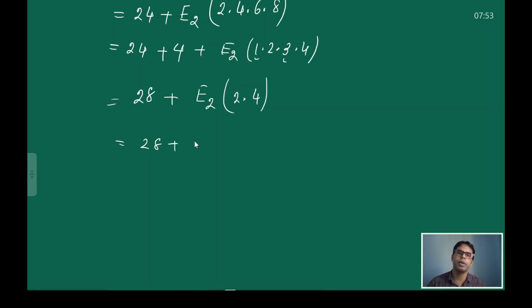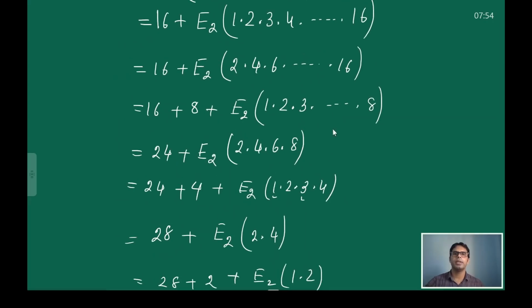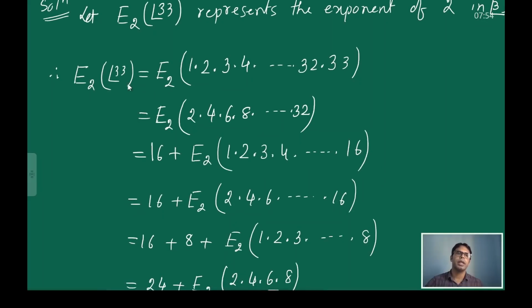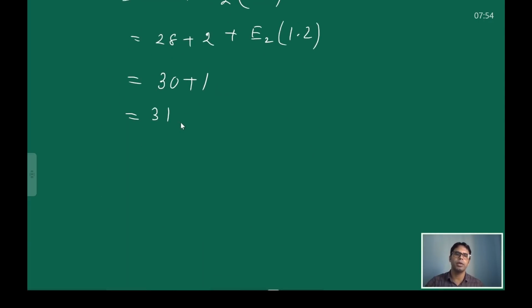So 2 to the power 2, meaning the exponent is 2 only, plus then we have e2 of 1 into 2, and that is equal to 30 whole, plus e2 of 1 into 2, meaning there is only one 2, so 31. So what is the conclusion now? Pay a little attention, see, where we started: the exponent of 2 in factorial 33. So the exponent of 2 in factorial 33 I got is 31.